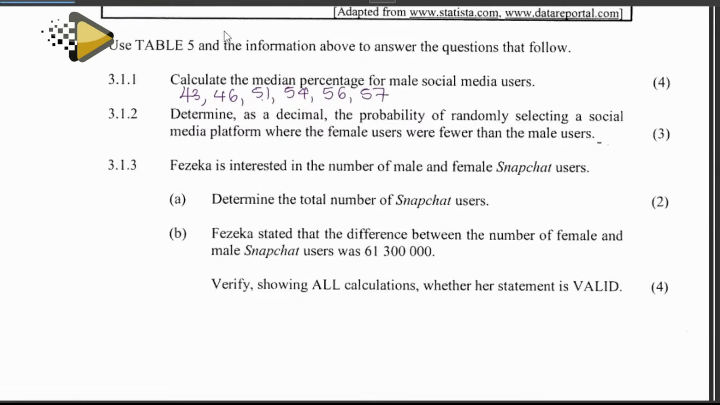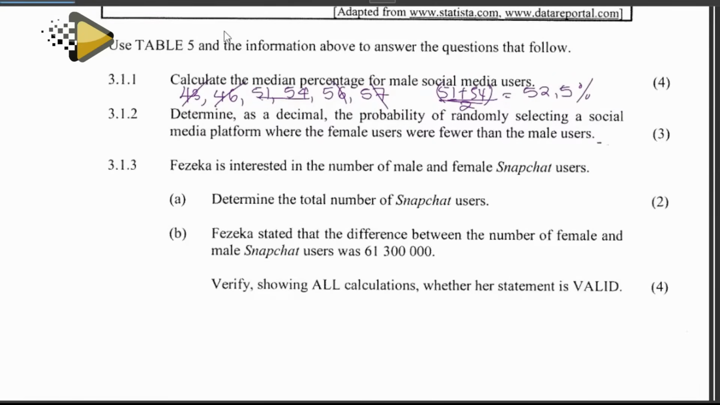How many are they? They are 6. That means you're going to remain with 2 numbers in between, because this goes with that, this goes with this, and now we are remaining with the 2 numbers. So meaning it's 51 plus 54. Please divide them by 2. And the answer became 52.5%. This is the median percentage.